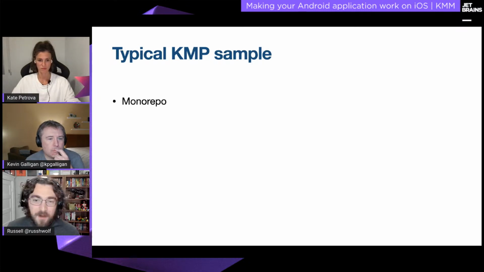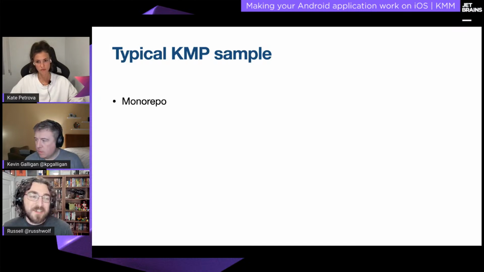So your typical KMP sample tends to be in a monorepo, specifically because it means that Xcode knows where to find the Kotlin, and you can integrate the Kotlin build step into the Xcode build in a simpler way.